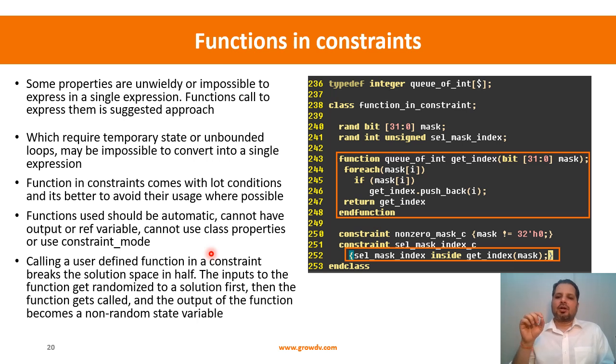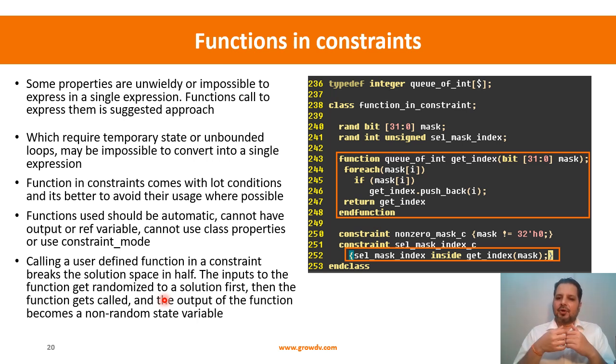And the most important factor that affects when you use a function is that the overall solution space gets divided in half. What happens is whatever inputs to the function need to be randomized, they are solved first, and then you send them, a function gets called, and whatever output you get from the function acts as a state, and then you solve the remaining variables. So this way it is solved in two different parts. What that means is that when you return a value from a function, it becomes a state.